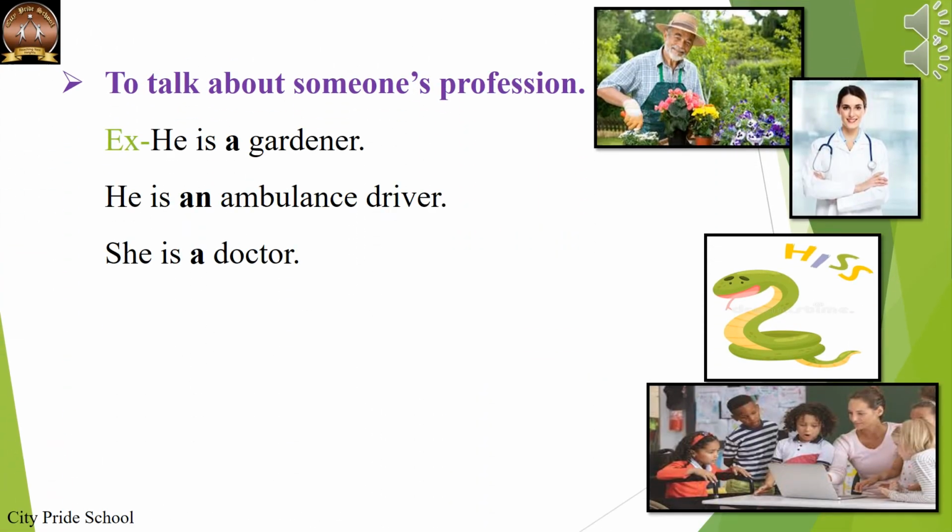Another rule, a and an is used to talk about someone's profession. Example, he is a gardener. He is an ambulance driver. She is a doctor. So here, gardener, ambulance driver, doctor are the professions, which means the category the people belong to. So we use a and an before the professions as per the consonant and vowel sounds.